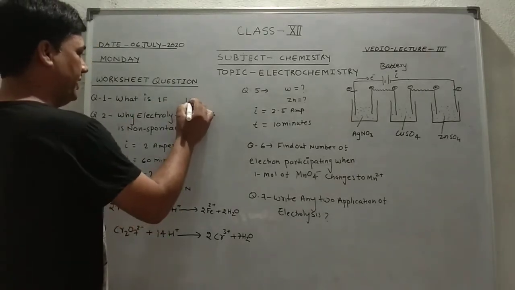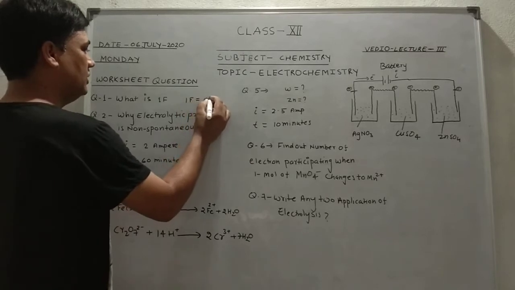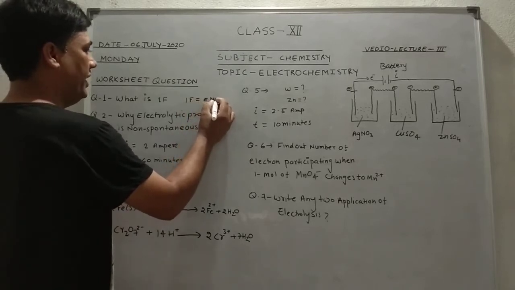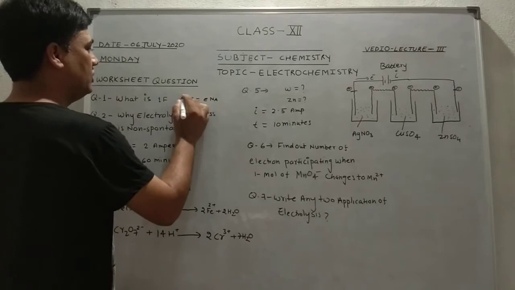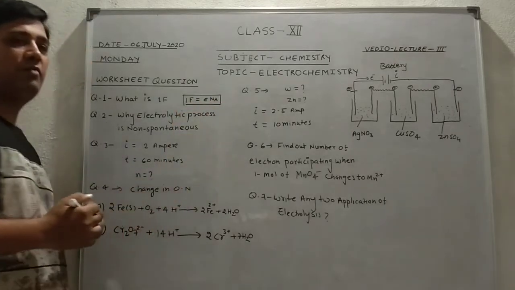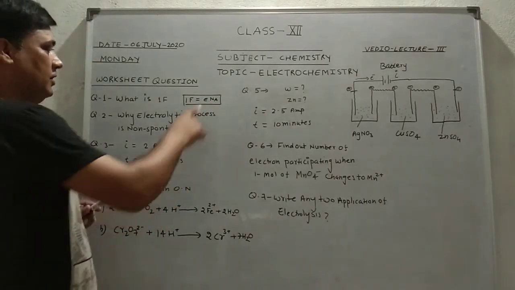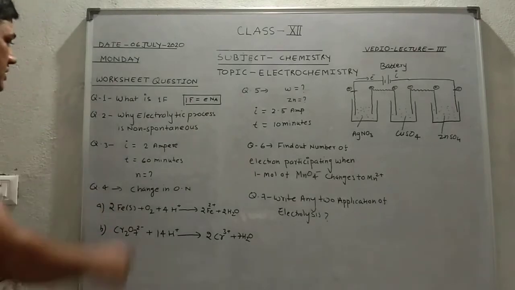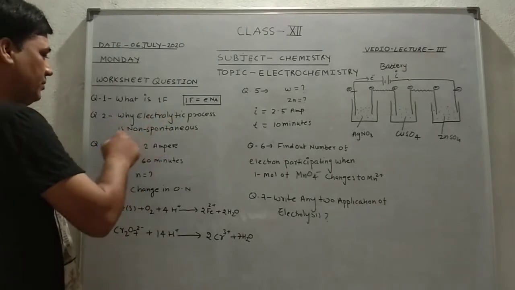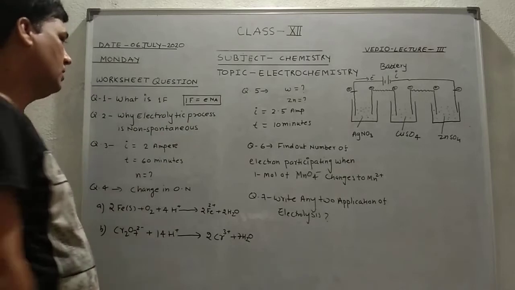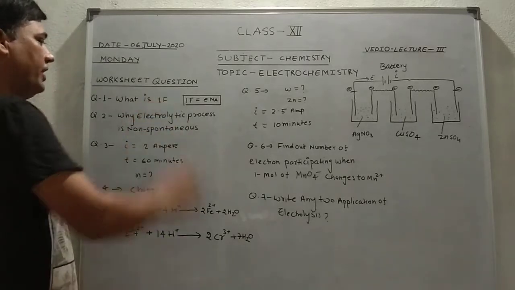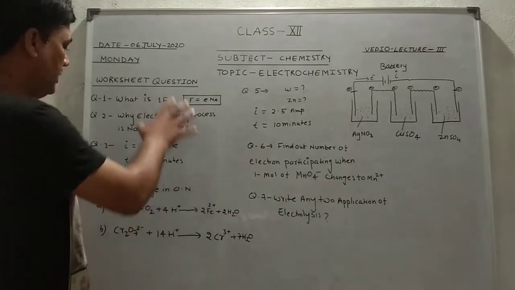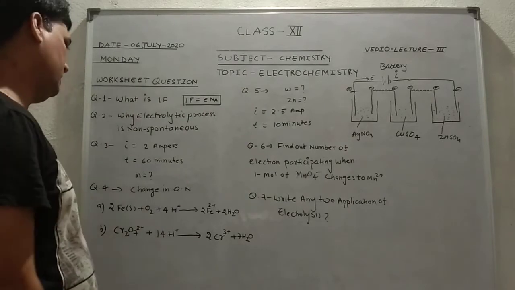It is also written as 1F is equal to e into Na, that is, Avogadro number. So 1 Faraday can also be written as e into N. Next one is: why is the electrolytic process non-spontaneous? Because it requires an external energy source, so it is a non-spontaneous process.